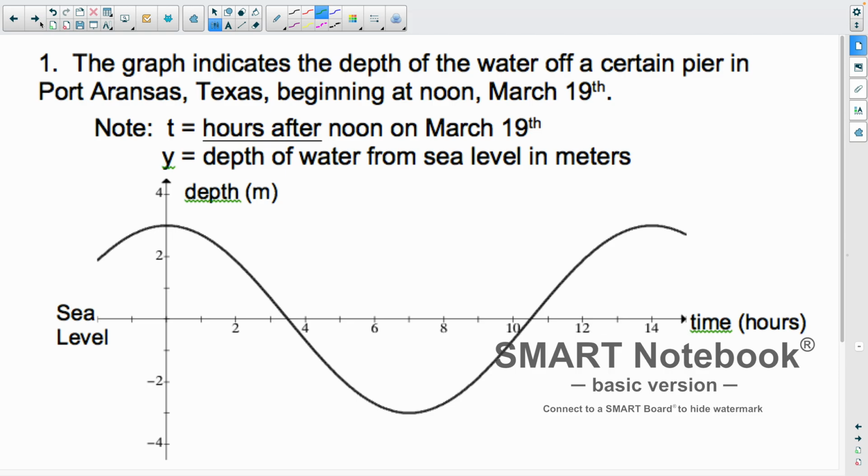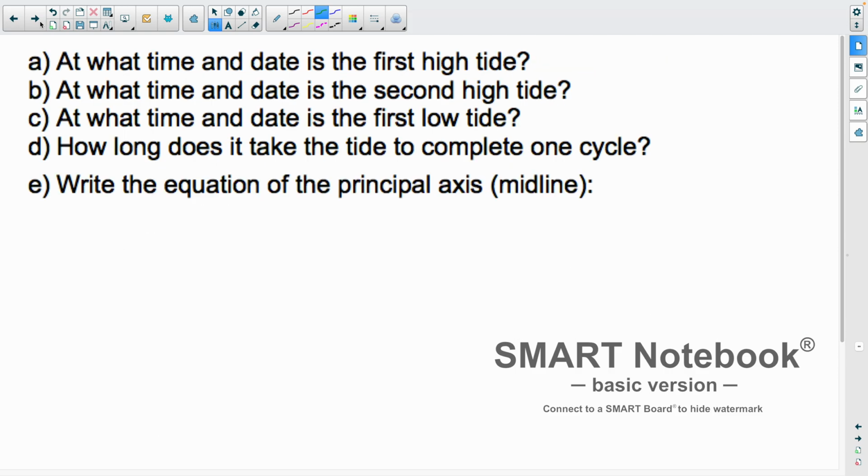So I've got the graph indicating the depth of water off of a certain pier in Port Aransas, Texas, beginning at noon on March 19th. T is the hours after noon on March 19th, and Y is the depth of the water from sea level in meters. All right. What I want you to do is go answer A, B, and C. So look there and see if you can go find A, B, and C.